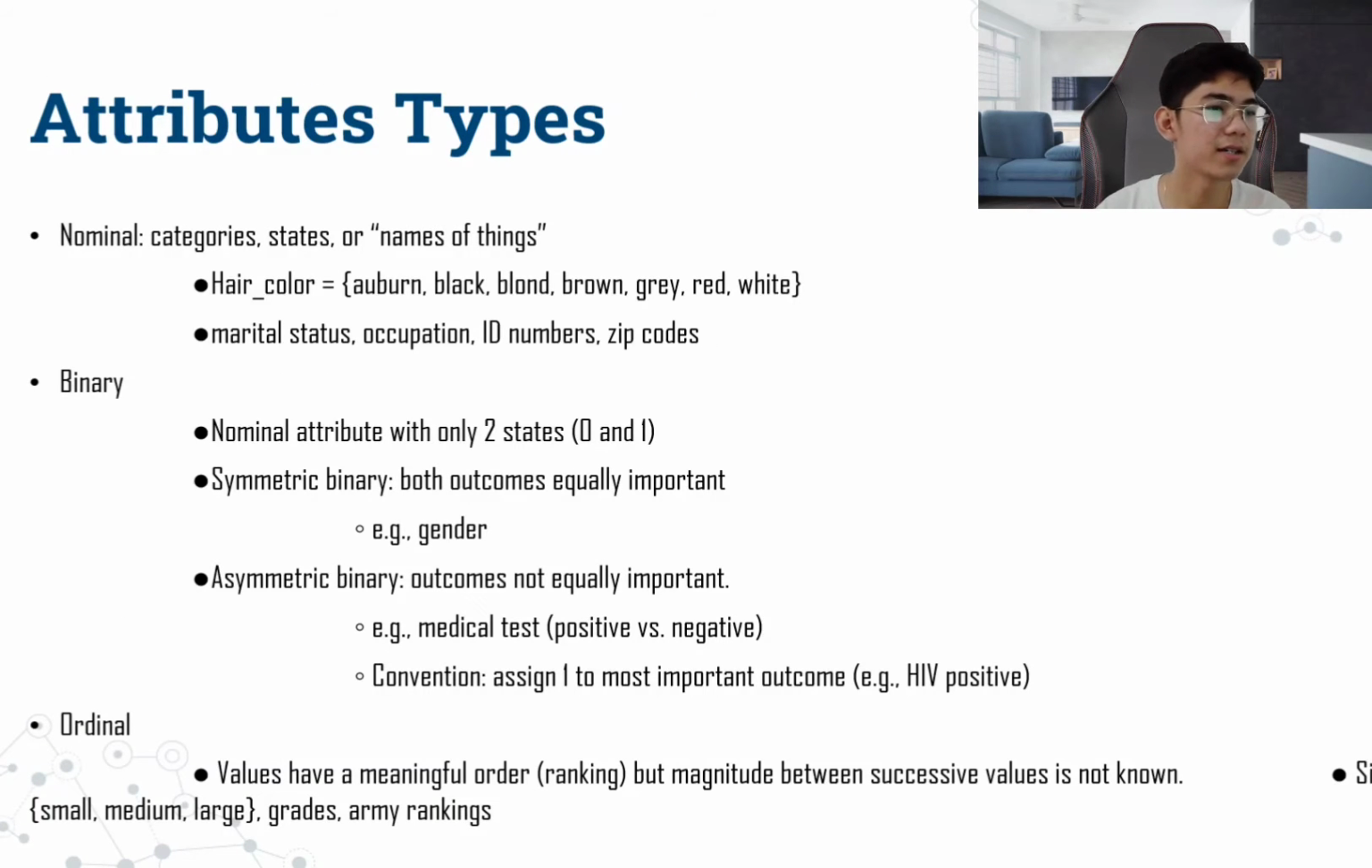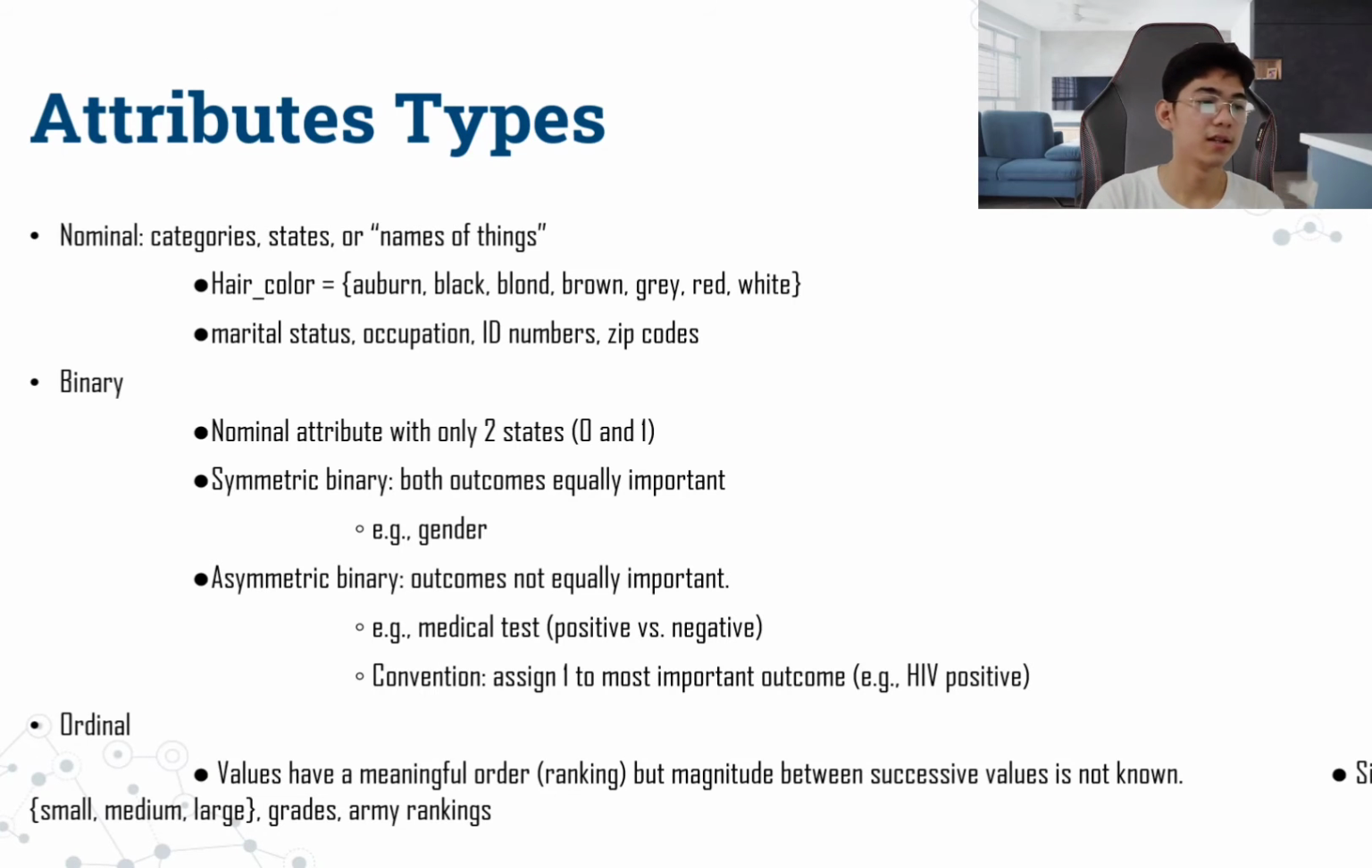And for the binary, a nominal attribute with only two states, 0 and 1. Symmetric binary, both outcomes equally important. So binary has only two choices. Like in gender, male and female, there are only two choices. Symmetric binary means both outcomes are equally important, and asymmetric binary means outcomes are not equally important, like a medical test, positive, negative. Convention: assign 1 to the most important outcome.